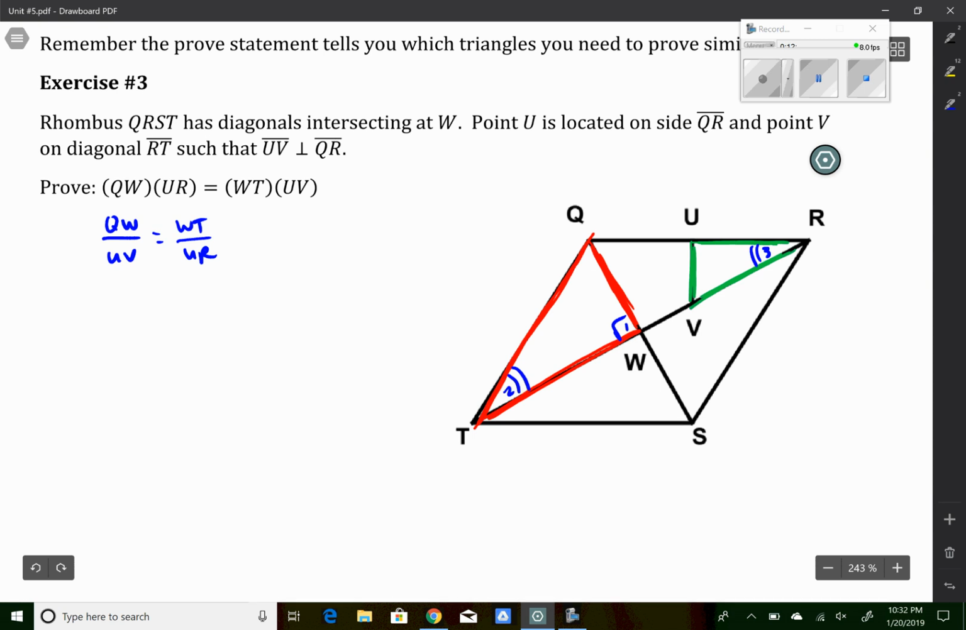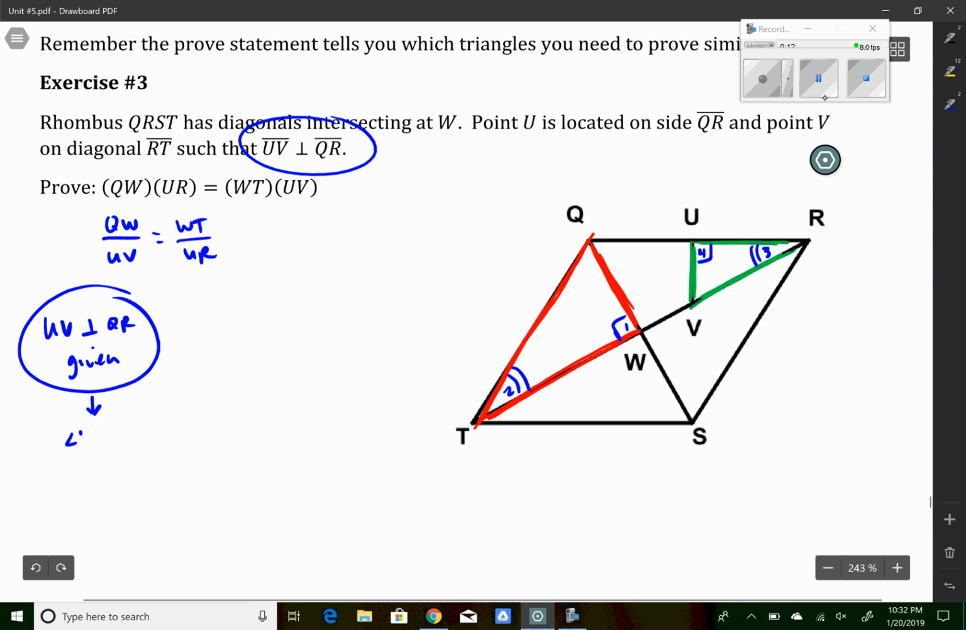And because of what it says here, perpendicular, I know this angle is also a right angle. So that should be enough information for me to prove those two triangles are similar. Now, this proof is just going to involve a little bit more work because I'm using the fact that it's a rhombus. So the first thing I'm going to say here is UV is perpendicular to QR. That's given.